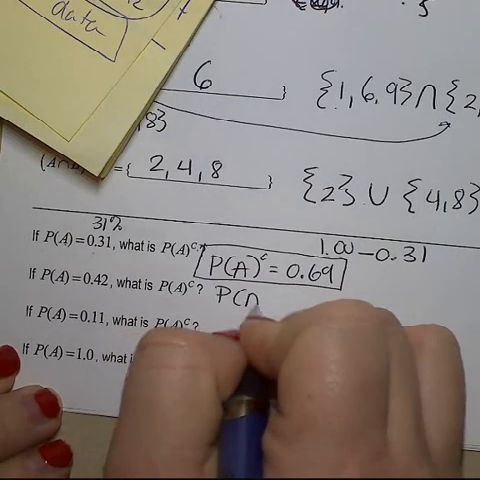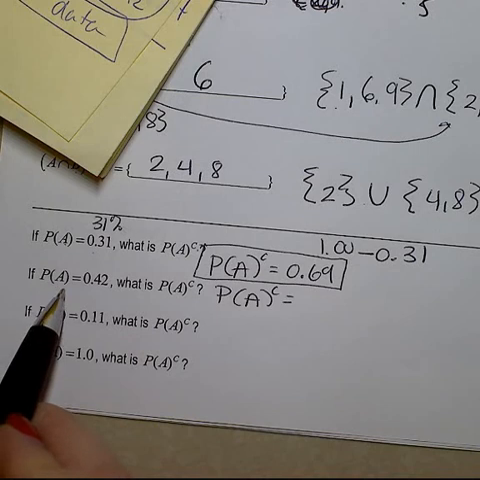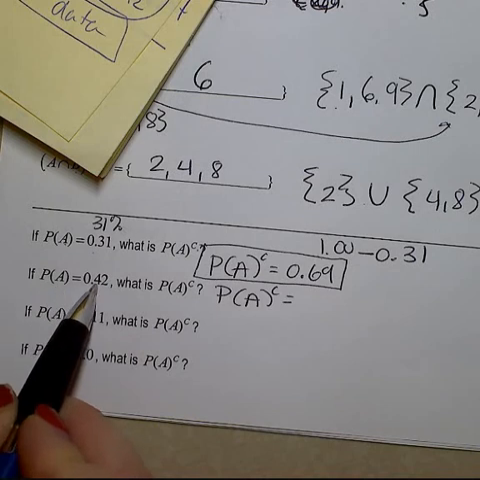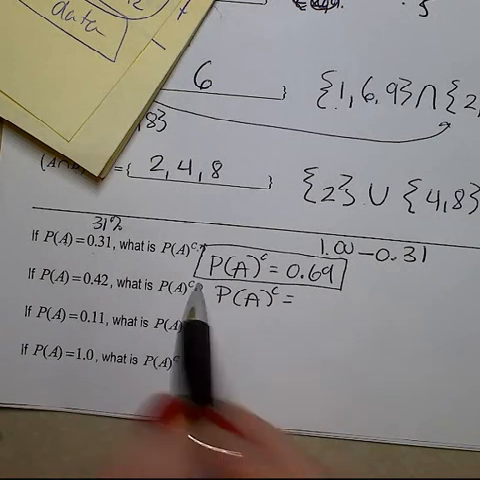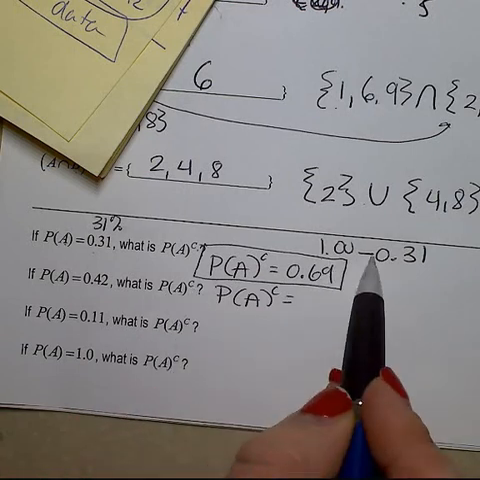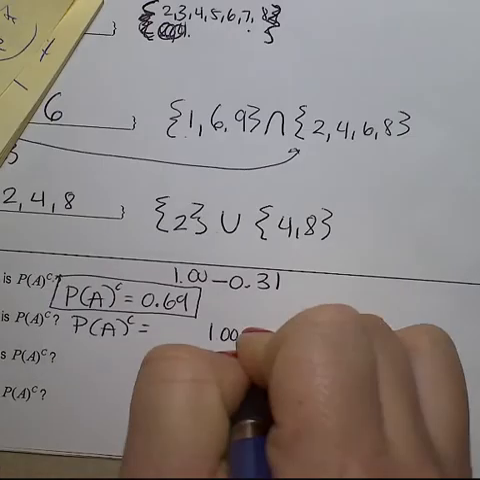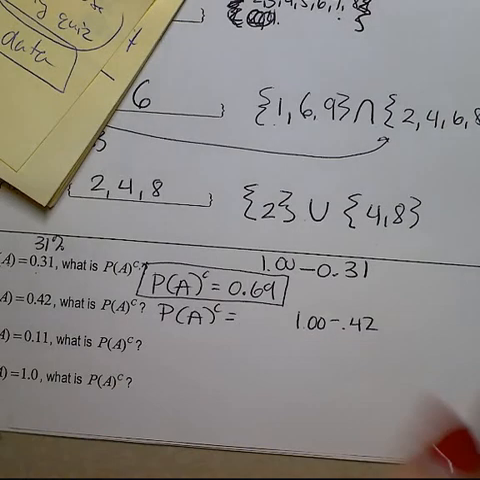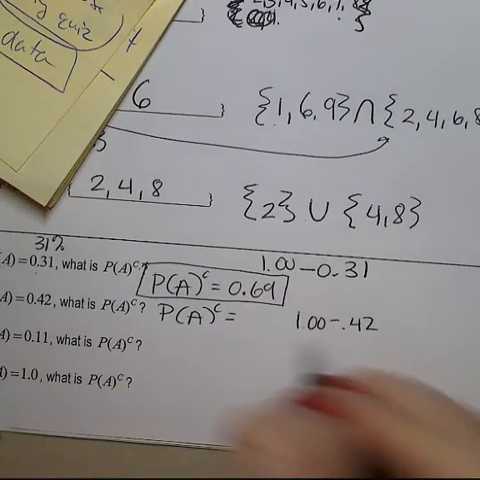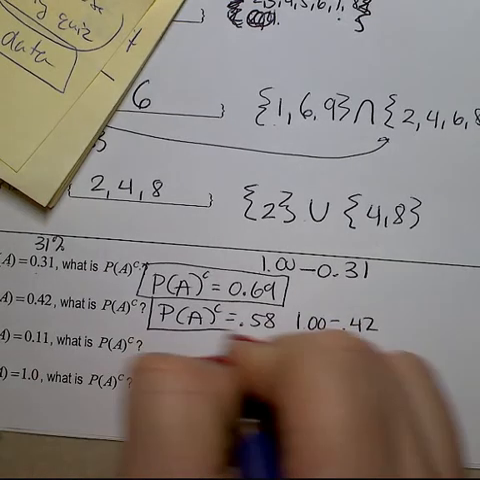So the next one says the probability of event A occurring is 0.42 or 42%. What is the probability of A complement? So 1.0 subtract 0.42. Don't say the answer yet, please. Okay, anybody? What's 1.0 minus 0.42? 58, yes or no? So 0.58. Leave it in decimal form.